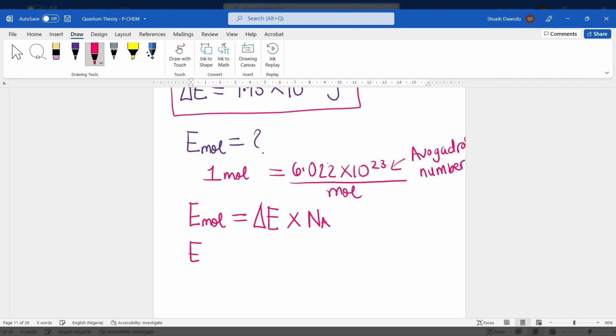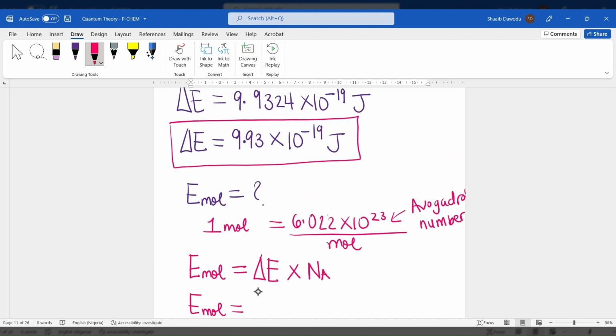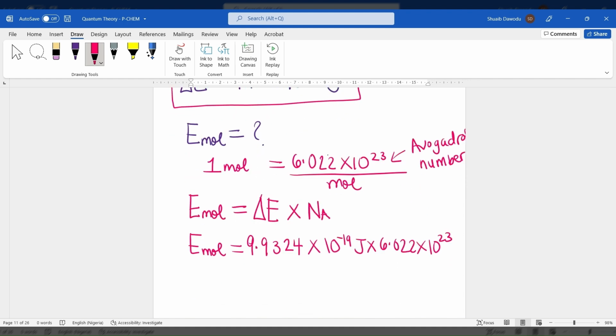So the energy per mole of photons becomes 9.9324 times 10 raised to the power of negative 19 joules times 6.022 times 10 raised to the power of 23 divided by mole.